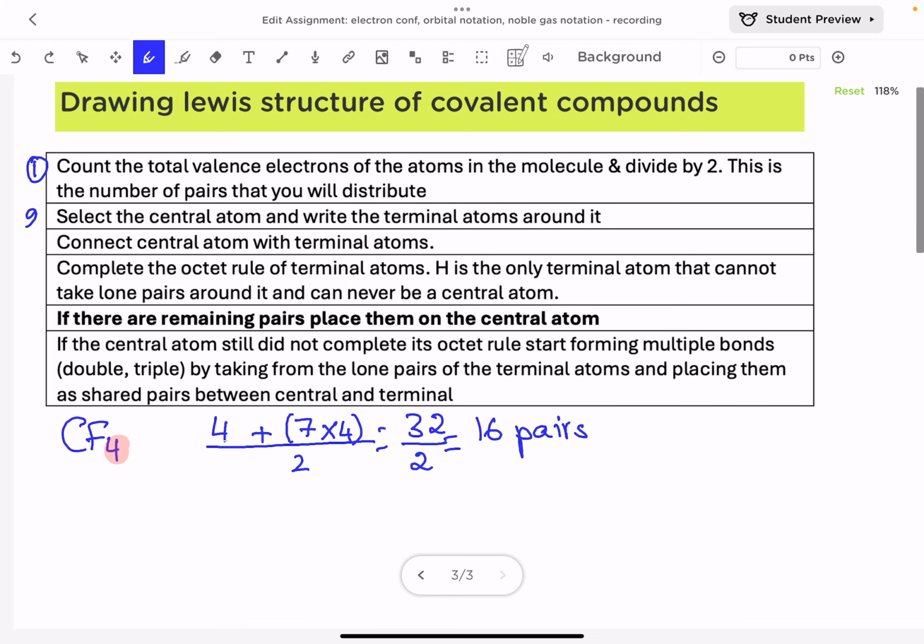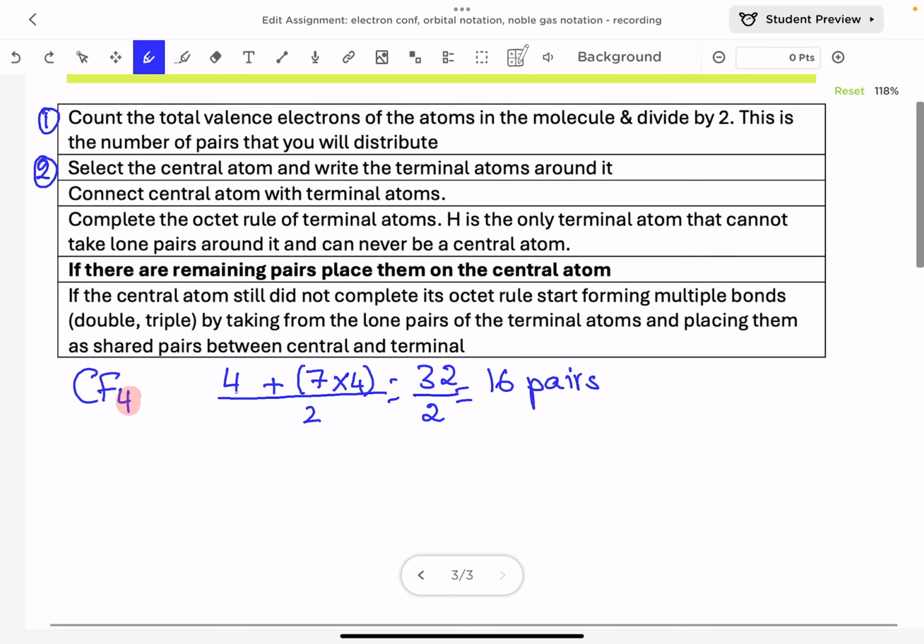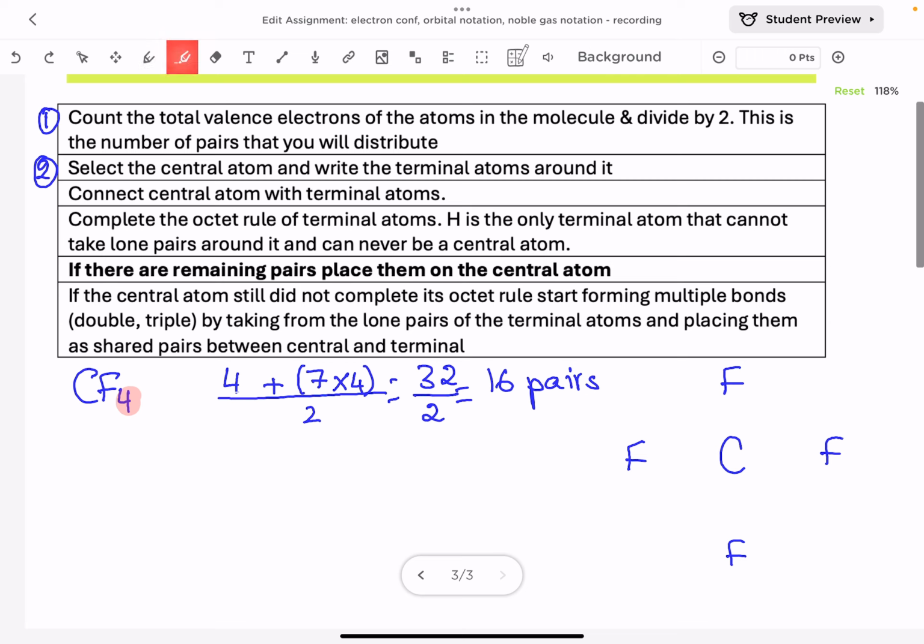The second step, we need to select the central atom and write the terminal atoms around it. Usually, the one in the center is the atom that has less electronegativity, or meaning maybe less valence electrons as well. So here's carbon. It's going to be placed in the middle, surrounded by F atoms. Now, F are called terminal atoms, and the one in the middle, I call the central. And now I'm going to start distributing those 16 pairs.